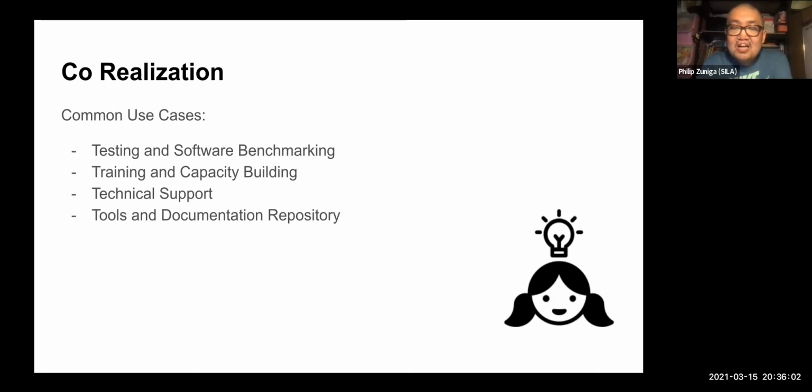There are some labs that are providing technical support. So they are focusing on developing solutions. That's another use case. And number 4, we can have a lab that will serve as a repository of various standards, of various documentation. That's another use case. So it is important for us, if we will be setting up a lab, to know what the use cases of the lab will be.